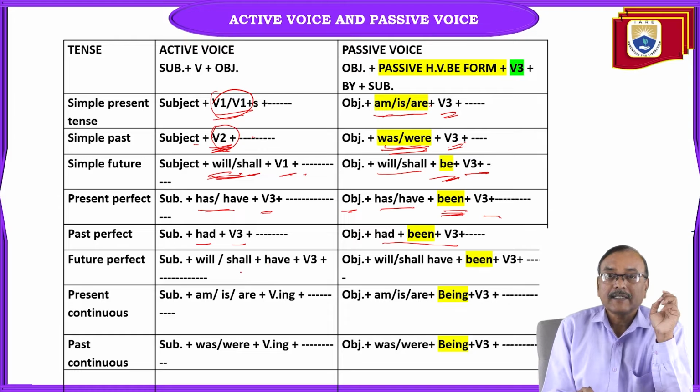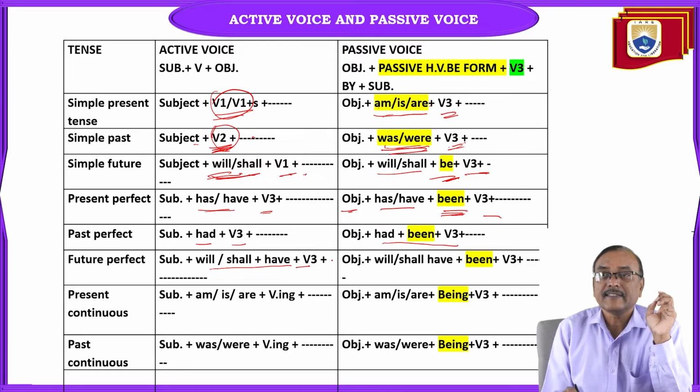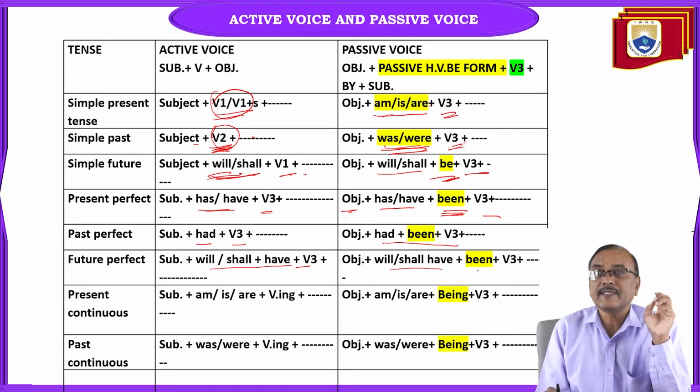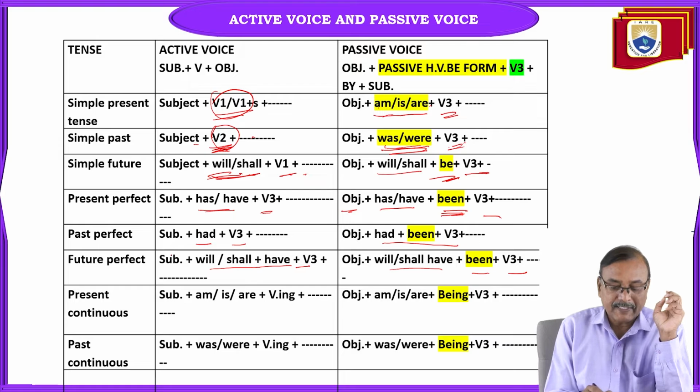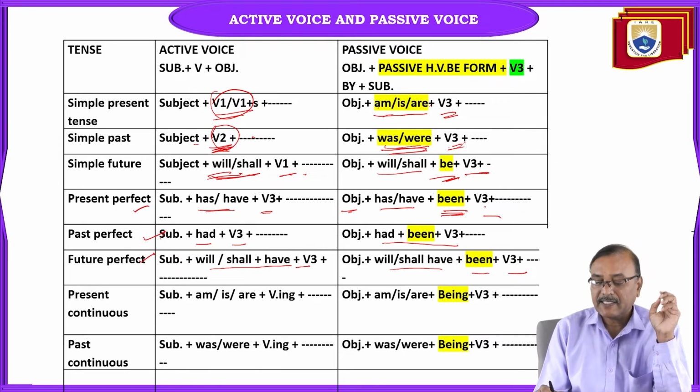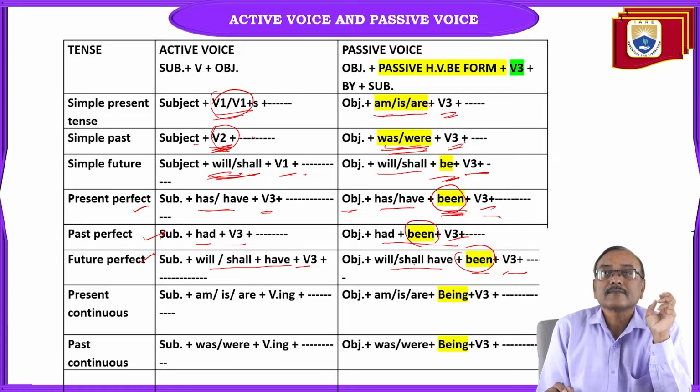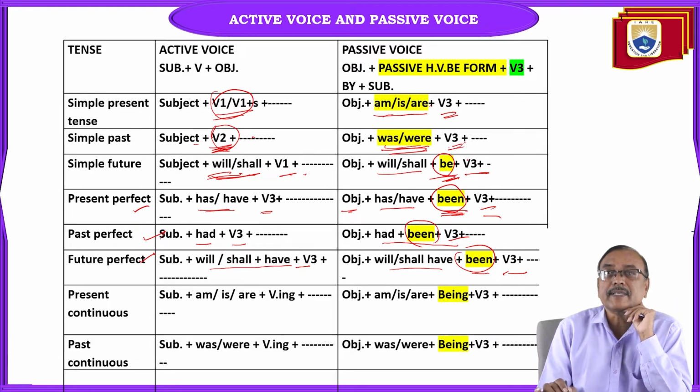Here in future perfect, in active voice, will have or shall have V3. So in passive voice, will have been or shall have been V3 form. So if you see these perfect tenses, present perfect, past perfect, future perfect, in passive voice what extra are we using? Just been only. In future, whatever we are using, be. In past, was or were. In present, is, am, are.